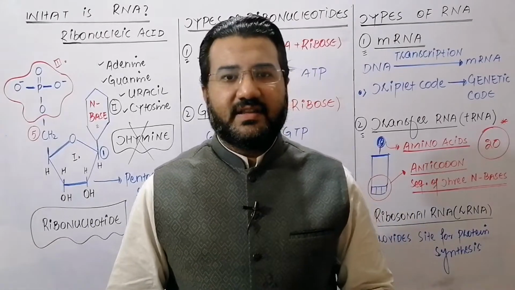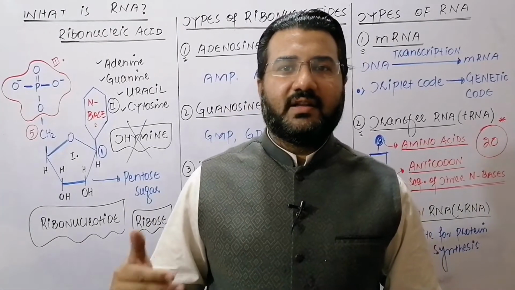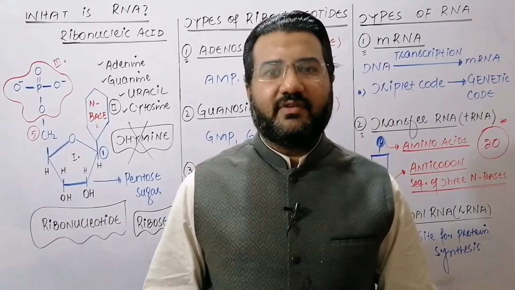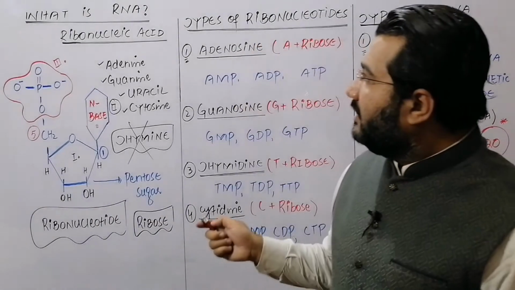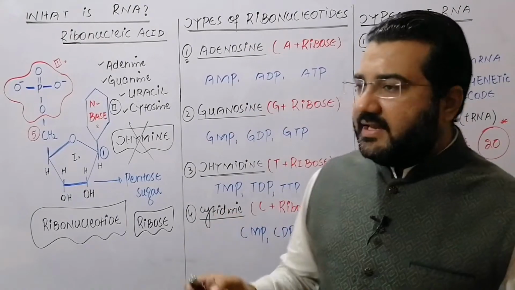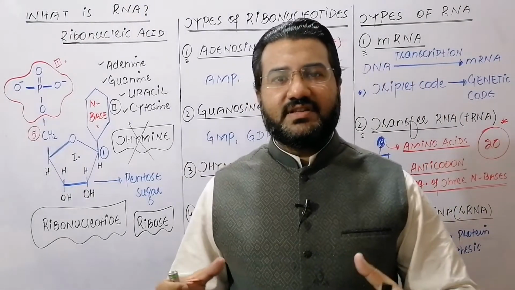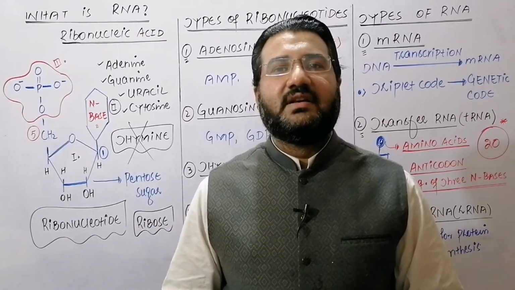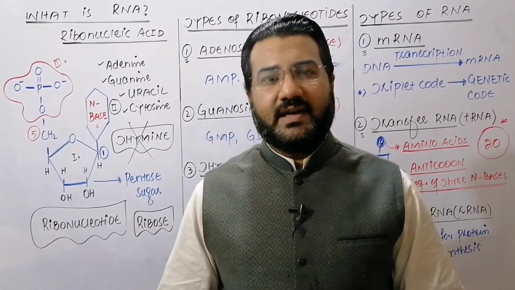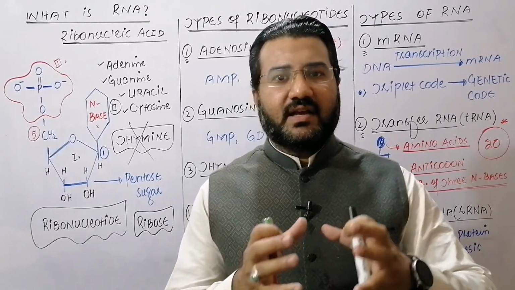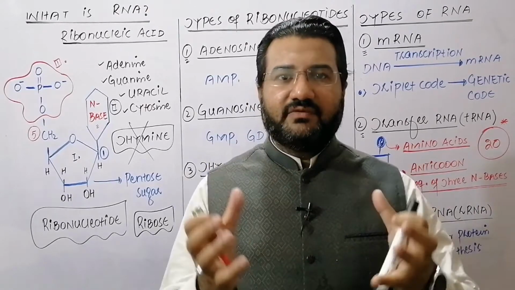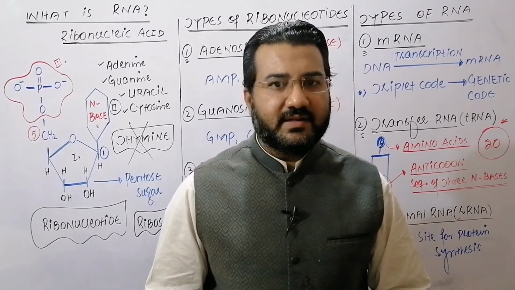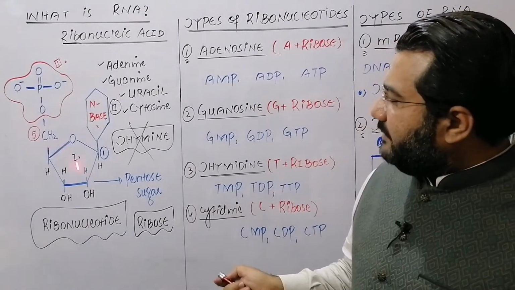Welcome dear students. In this lecture we are going to talk about another type of nucleic acid, the ribonucleic acid, abbreviated as RNA. Now what is RNA? RNA is basically a biopolymer formed by the combination of small repeating units called ribonucleotides. So ribonucleotides are the monomers, and when a large number of these monomers are joined together, the biopolymer ribonucleic acid is produced. What is a ribonucleotide?